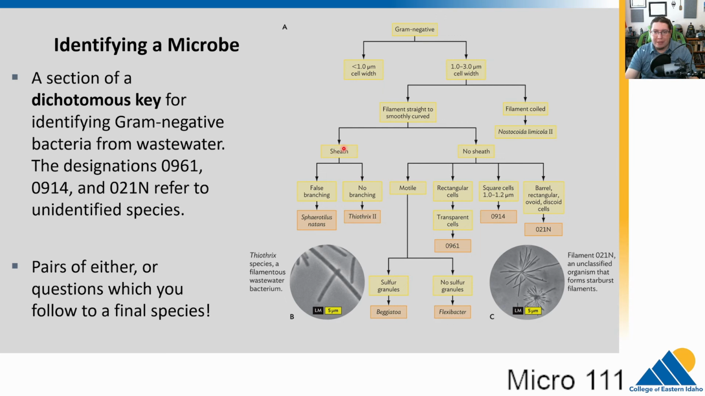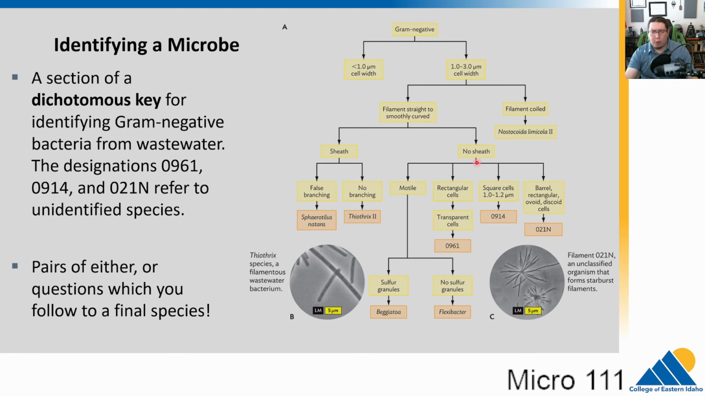Does it have a sheath? Does it have no sheath? Here, right, if it has a sheath, is it false branching or no branching? So you could identify a species here in this orange, right? Sphaerotilus natans is one, and Thiothrix is another one. This is probably a group of microbes. There's probably a second key that you have to go to do this.